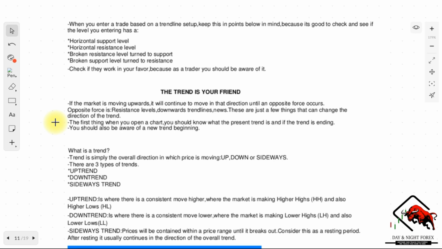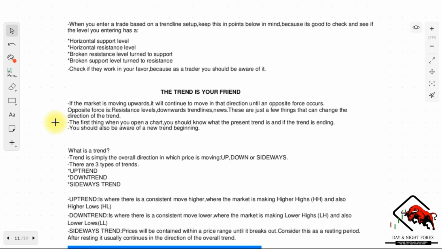Number one, you need to figure out whether you have a horizontal support level or a horizontal resistance level, because you are either buying or selling, right? You need to have one of these, as well as one of the following: a broken resistance level turned into support, or a broken support level turned into resistance, depending on whether it's a bullish or bearish market. Check if they work in your favor, because as a trader you should be aware of this. Once you have these two, then you have your confirmed buy position or confirmed sell position.